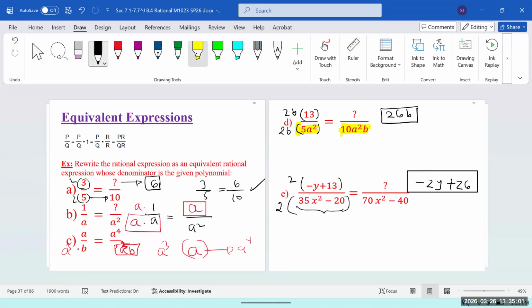If you compare the denominator, we have 35x squared and 20. 35 will turn into 70 if you multiply by 2. 20 will turn into 40 if you multiply by 2. So basically, if you multiply the first denominator by 2, we'll get the second denominator. So that's why we need to multiply the first numerator by 2, and that's going to give us our second numerator.